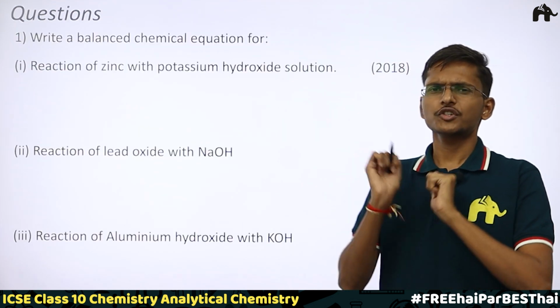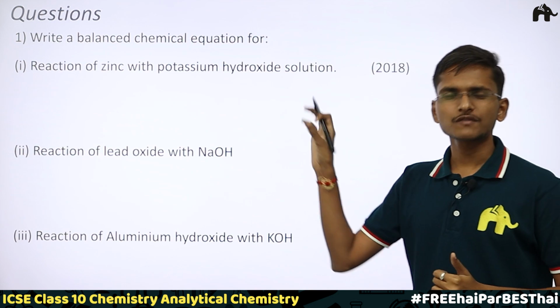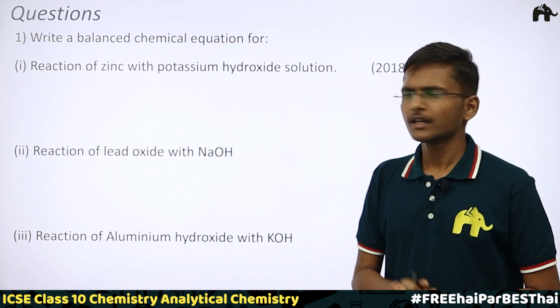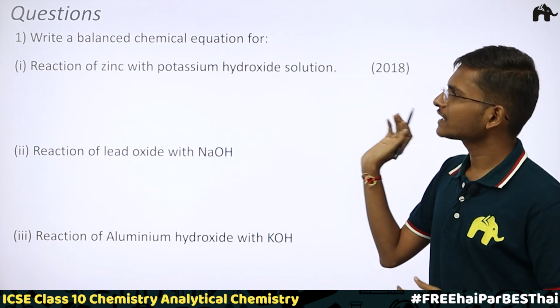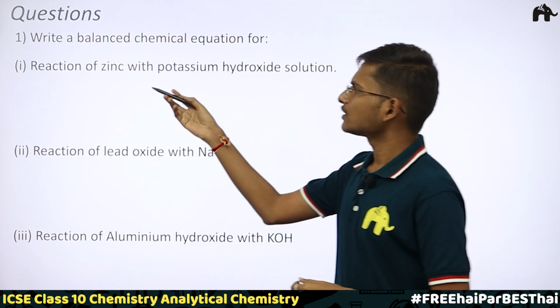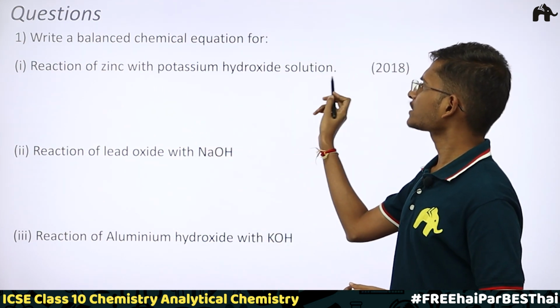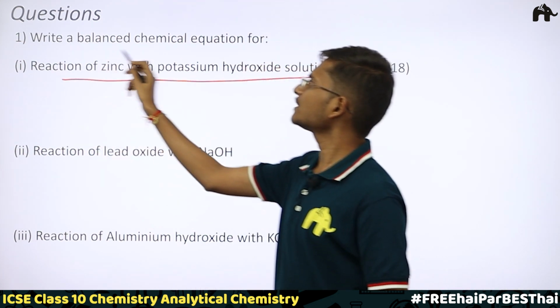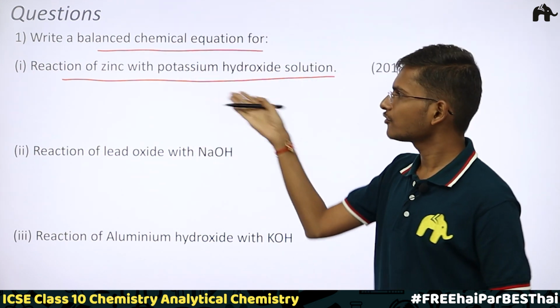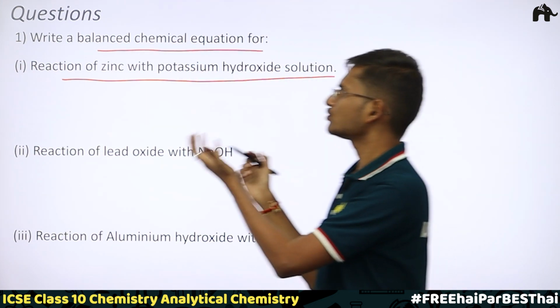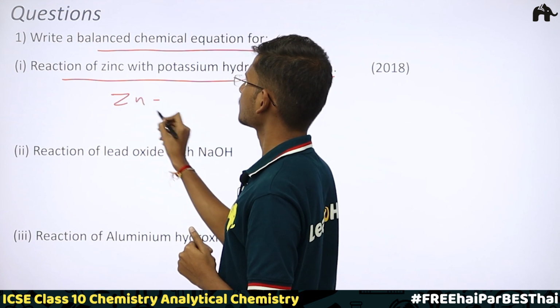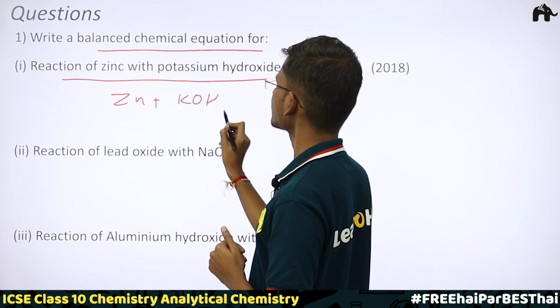So now let's see some questions. Not many questions are asked from this part of the chapter. Just one question I found in the 2018 examinations, which is the reaction of zinc with potassium hydroxide solution, and what you have to do is write the balanced chemical equation for this reaction. Very simple, zinc with potassium hydroxide solution.